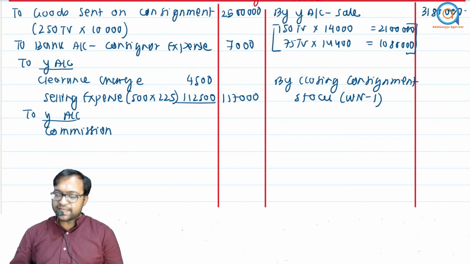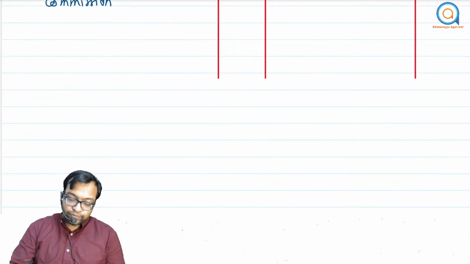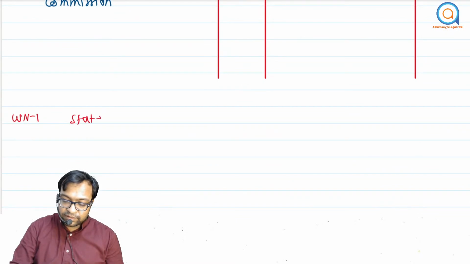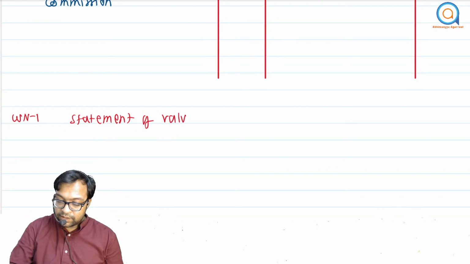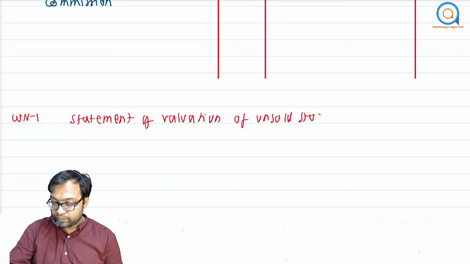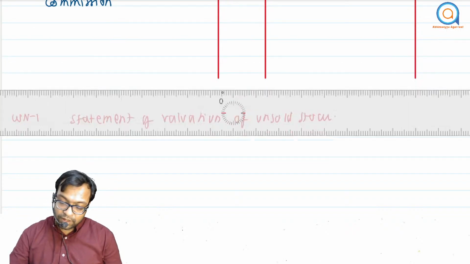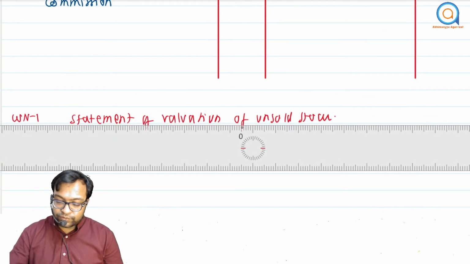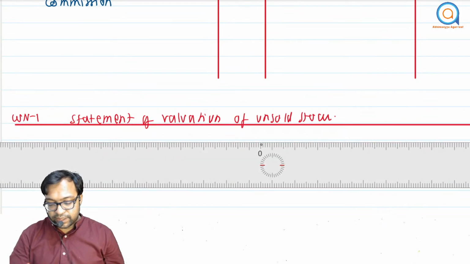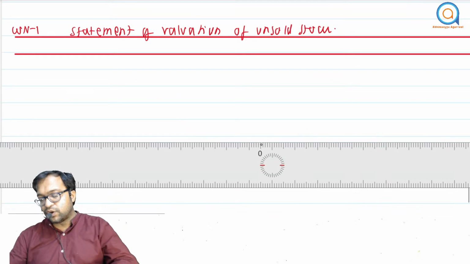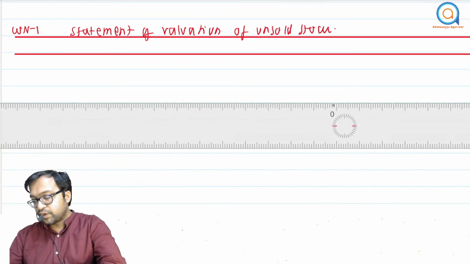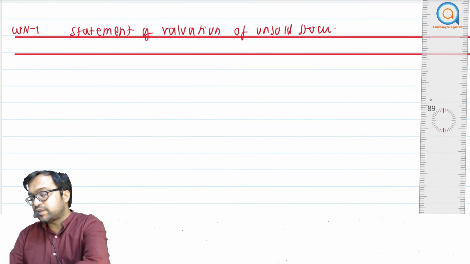Okay. Yes, sir. Let's do the working. So working note number 1. Statement of valuation of unsold stock. Now I do this like this. I'll make 2 columns, one for units and one for amount.